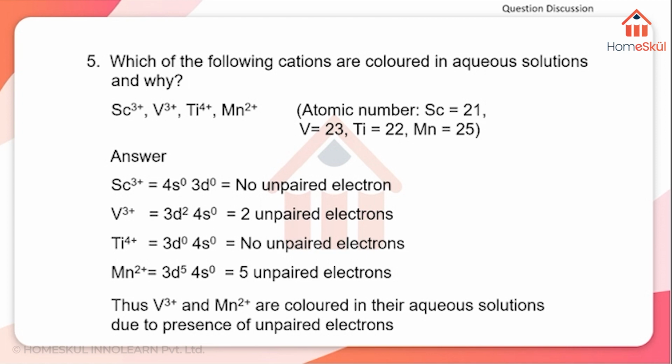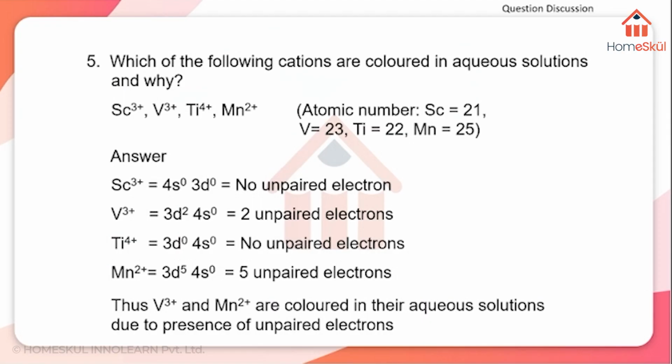In this case, scandium 3+ means it is losing 3 electrons. See, here we have only 3 electrons: 2 electrons from 4s and 1 electron from 3d. After removing these, we do not have unpaired electrons. That is why scandium 3+ is not imparting color. Similarly, we can explain the same logic for the following metal ions.